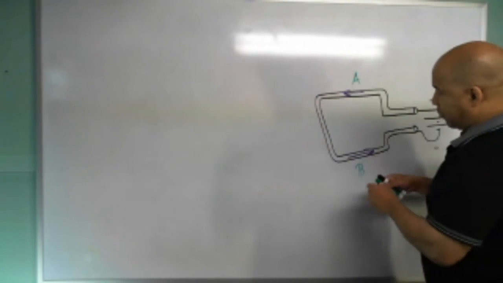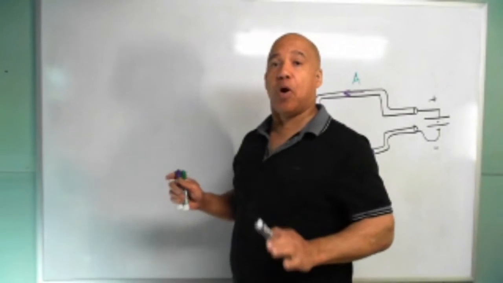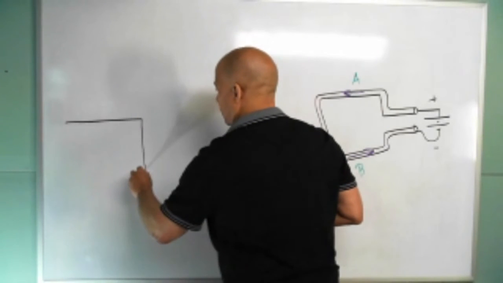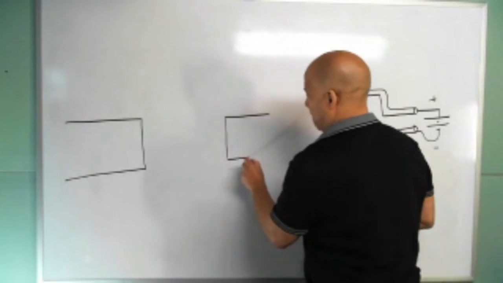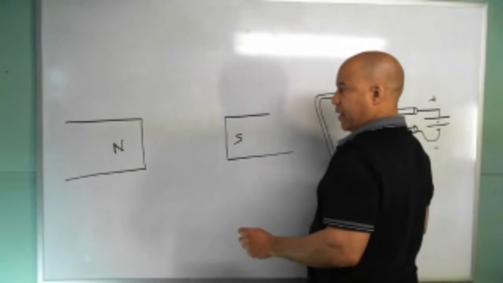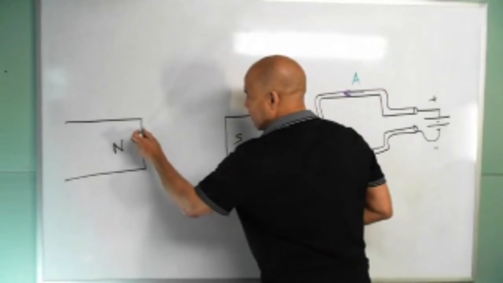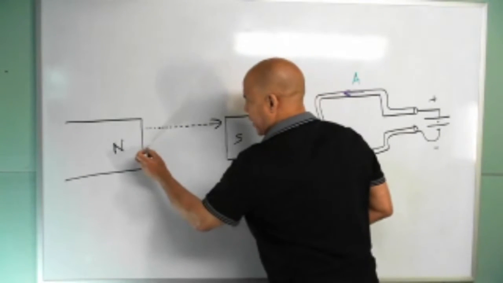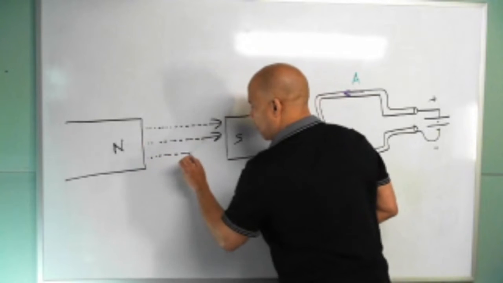Over here, I'm going to get two permanent magnets and set them up like this, with the north pole here and the south pole there. If the magnets are close enough, then I'll have magnetic flux moving from one magnet to the other in that direction, north to south. That's the way flux flows, from north to south.